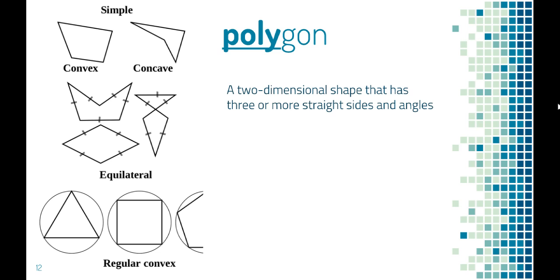Polygon is your next word. This is a 2-dimensional shape that has 3 or more straight sides and angles. There are multiple types of polygons. So on your homework, please draw an example or 2 of a polygon.